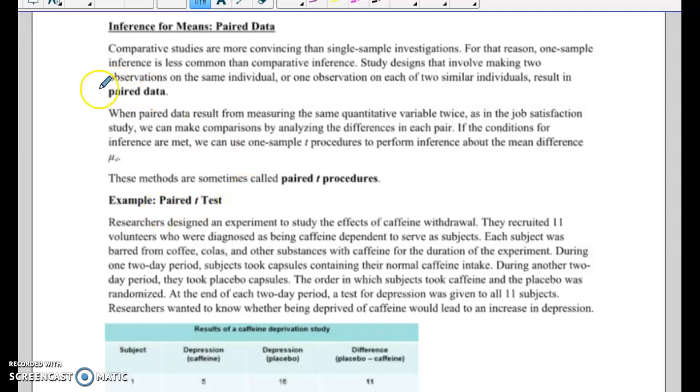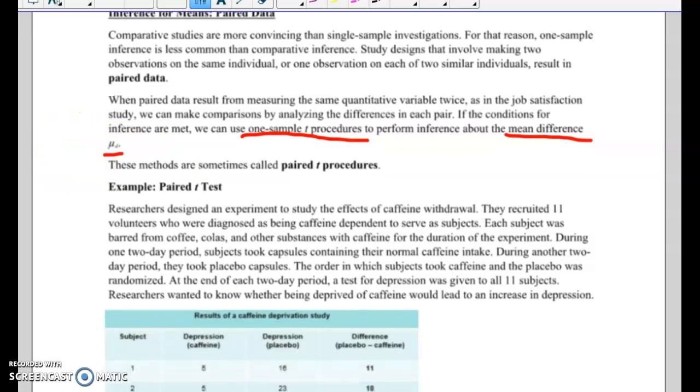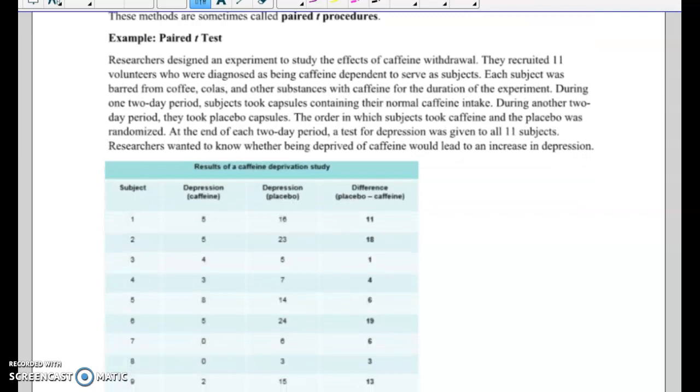And before I move on, we're still going to use a t procedure, but now it's going to be mean difference, and they're going to call it mu D. That little d just means difference. So here's an example of a paired t-test.